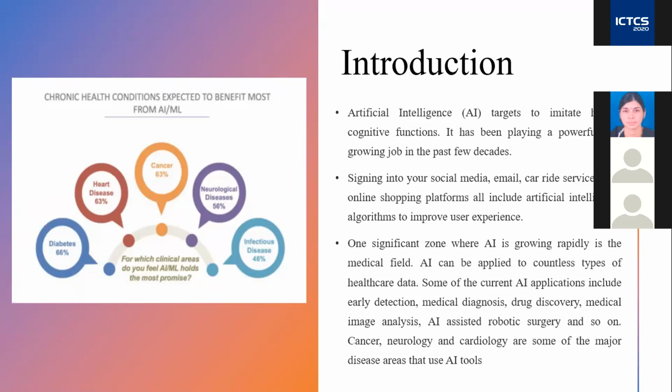The search of AI started more than 80 years ago. The idea was that computer technology in the future would be powerful enough to carry out tasks better and more efficiently than humans. So one significant zone where AI is growing rapidly is the medical field. AI can be applied to countless types of healthcare data. Some of the current AI applications include early detection, medical diagnosis, drug discovery, medical image analysis, AI-assisted robotic surgery, and so on. Cancer, neurology, and cardiology are some of the major disease areas that use AI tools.